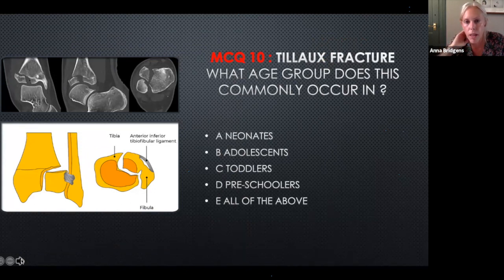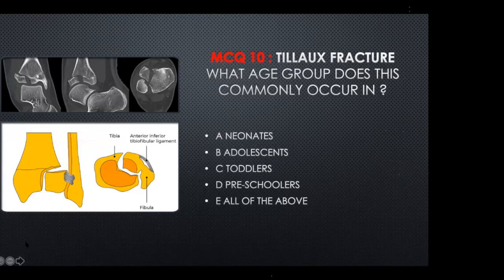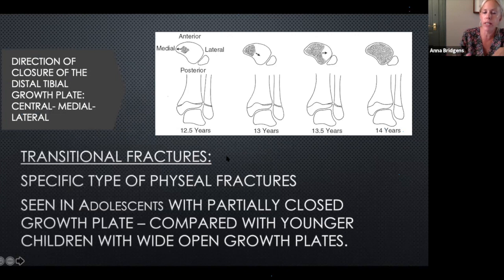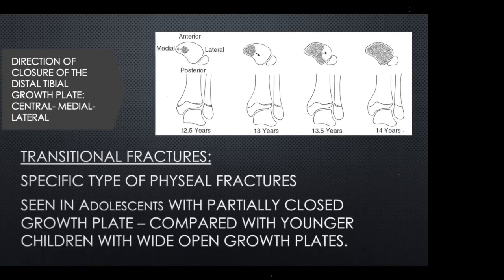Do you know? A, neonates, B, adolescents, C, toddlers, D, preschoolers, or E, all of the above? And the commonest answer, with 49% of the votes, is adolescence. Yes, exactly. So this is what we call a transitional fracture. And it's a specific type of physeal fracture that occurs in adolescence when the growth plate is starting to close.